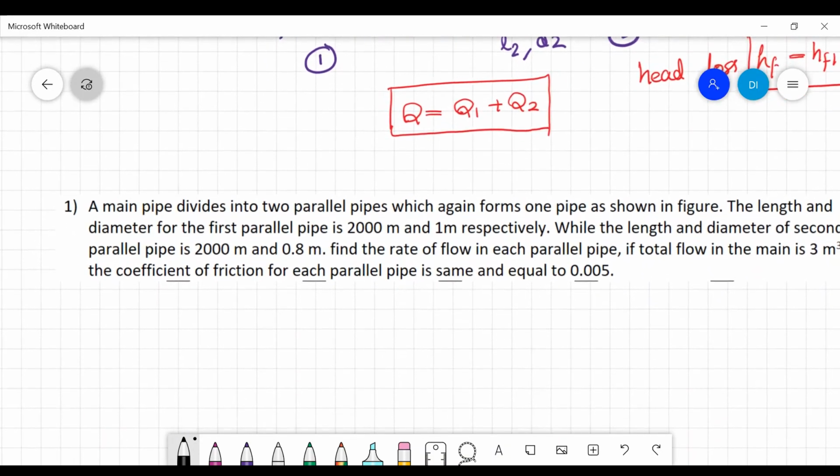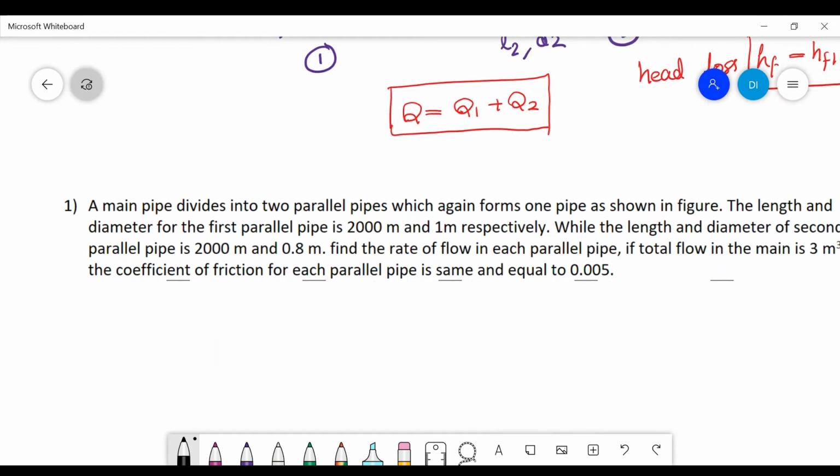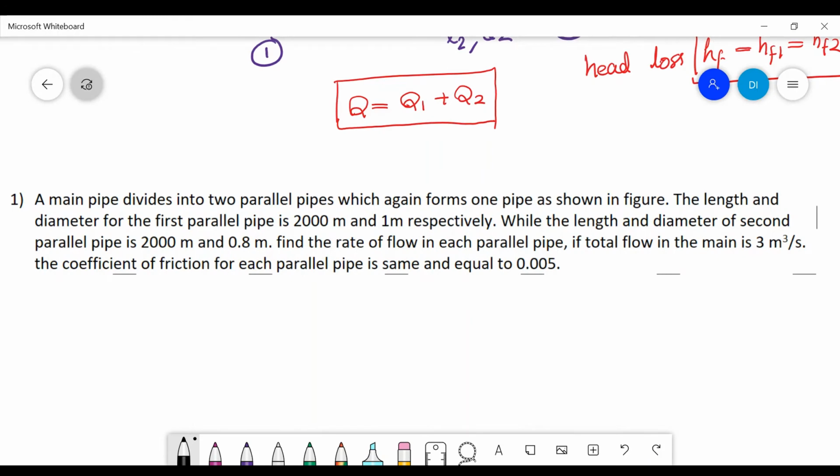A main pipe divides into two parallel pipes which again form one pipe as shown in the figure. The length and diameter of the first parallel pipe are 2000 meter and 1 meter respectively, while the length and diameter of the second parallel pipe are 2000 meter and 0.8 meter. Find the rate of flow in each parallel pipe if the total flow in the main pipe is 3 meter cube per second and the coefficient of friction for each parallel pipe is the same and equal to 0.05. So we have the figure like this.